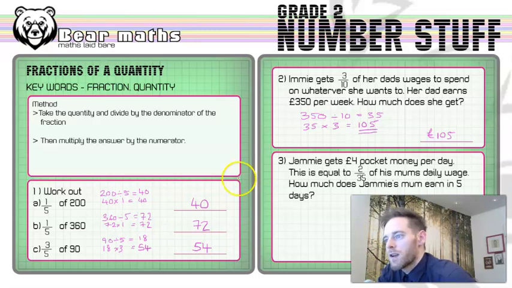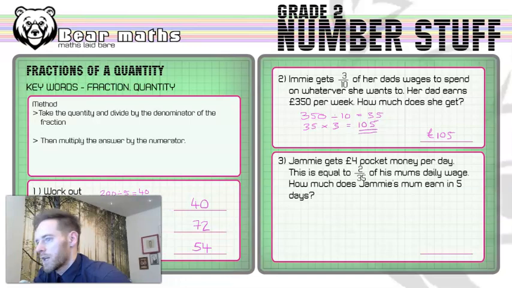So the third question, we've got a wordy one. Okay, another one. And this one, Jamie or Jammy. Jammy gets £4 pocket money per day. And this is equal to 2/35 of his mum's daily wage. How much does Jammy's mum earn in 5 days?